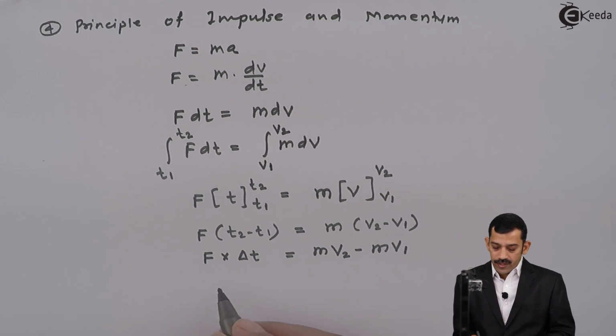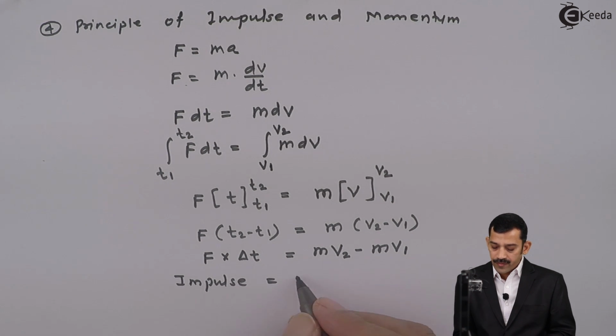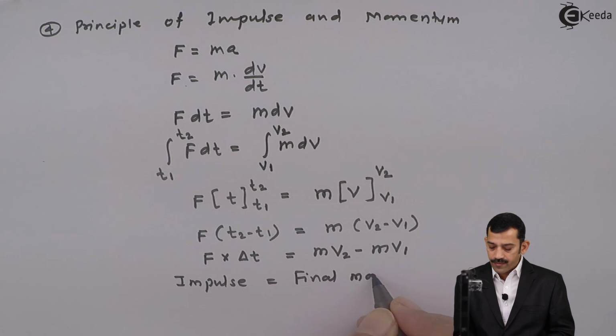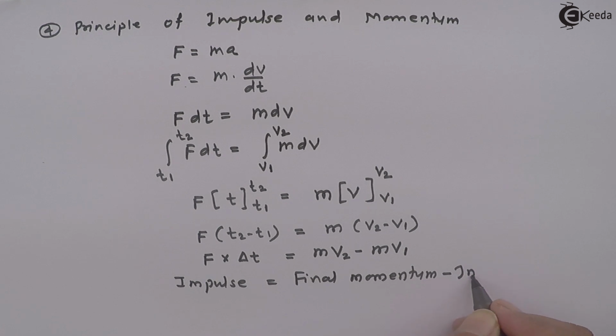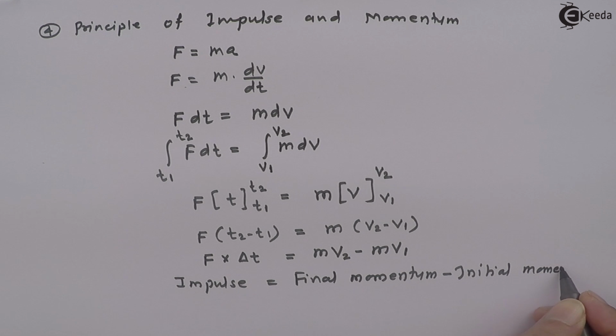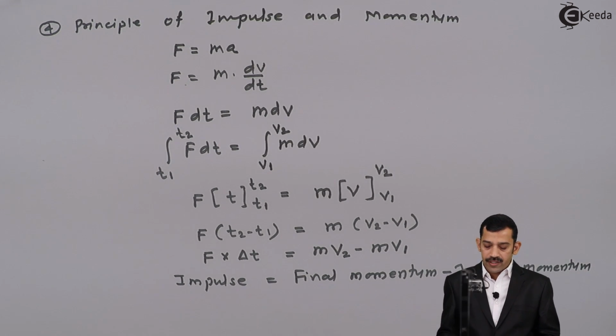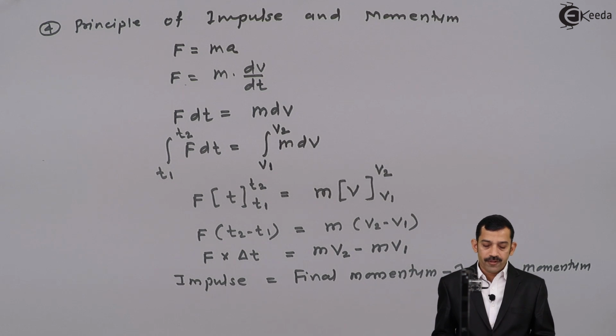Therefore what will get this relation as what? Impulse equal to mv2 means final momentum and mv1 is initial momentum, which is relation between impulse and momentum. Therefore this principle is called as principle of impulse and momentum.